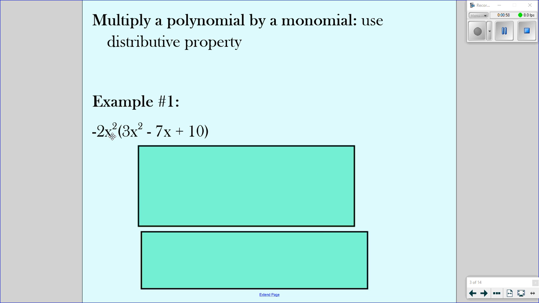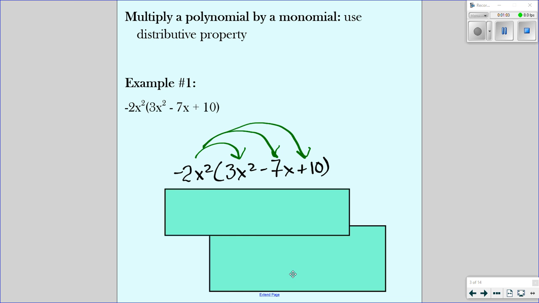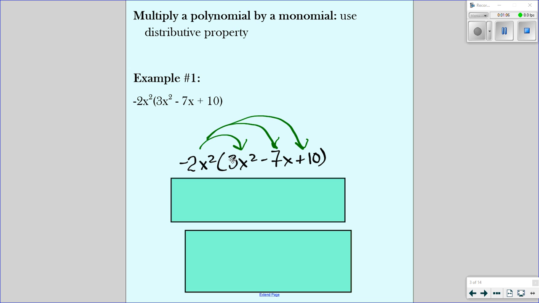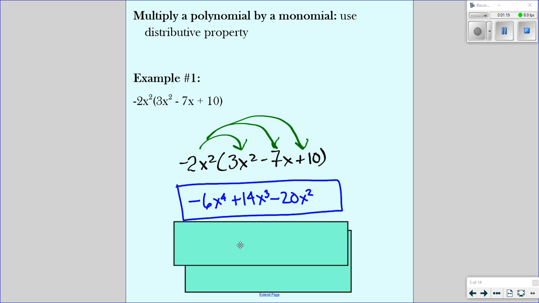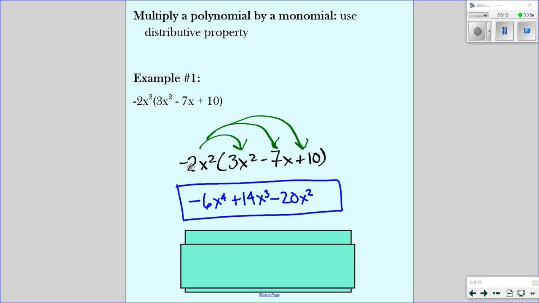We have to distribute the negative 2x squared to each term inside the parentheses. So our first step, notice how I am showing that I'm multiplying. I'm going to be multiplying the negative 2x squared to the first, second, and third element inside the parentheses. Then I start multiplying. So the first one, negative 2 and 3 gives me negative 6. And since I have the same base, the x's, I add the exponents. It gives me 4. The next one, multiply negative 2 by negative 7, gives me positive 14.